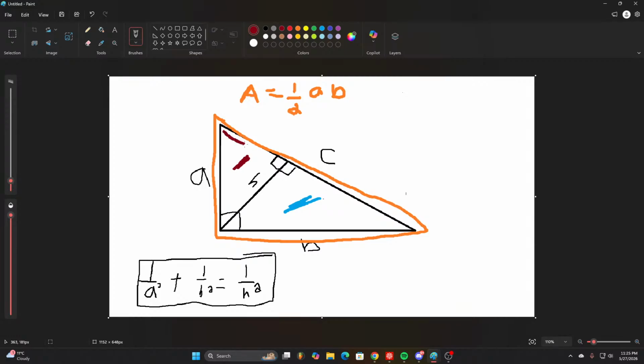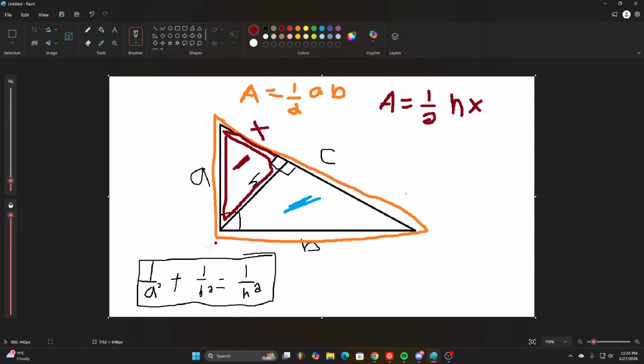But this inner red triangle right here has an area of its own, where the height is this leg that we made that we called H. So this area is equal to 1/2 H times this leg right here, which we don't really have a name for right now, so we're just going to call it X. So the area is going to be 1/2 H times X.